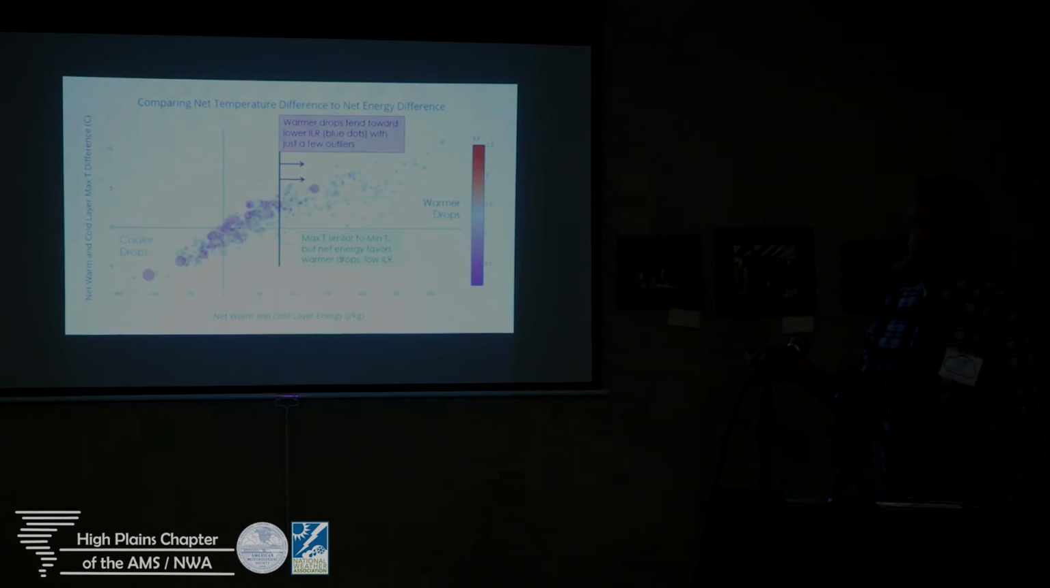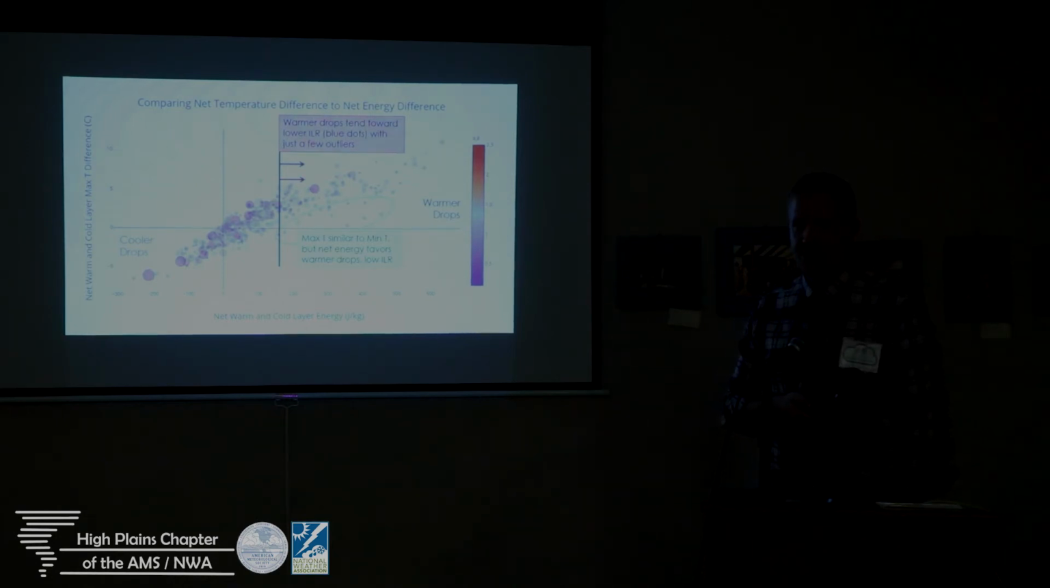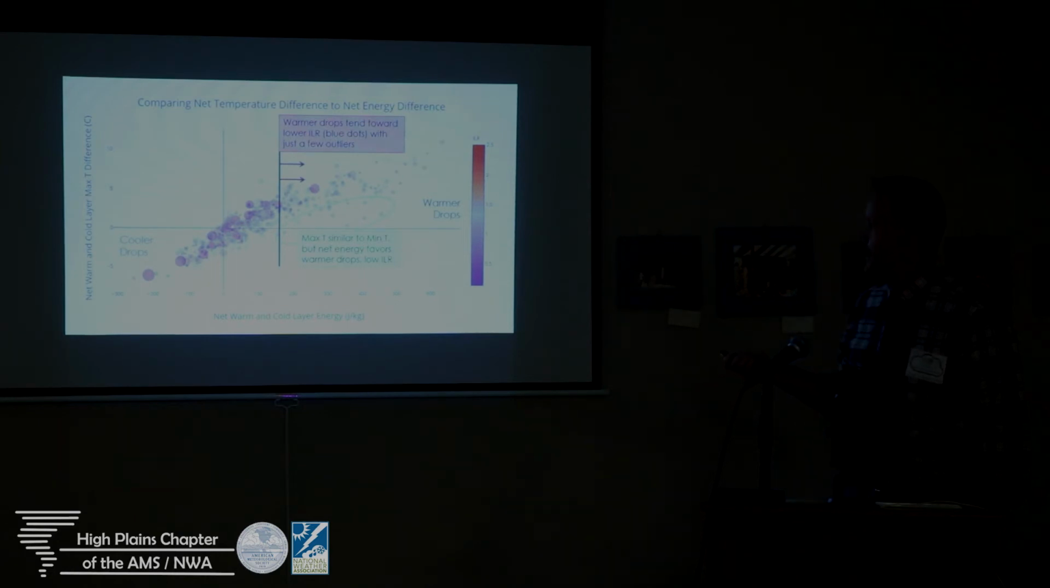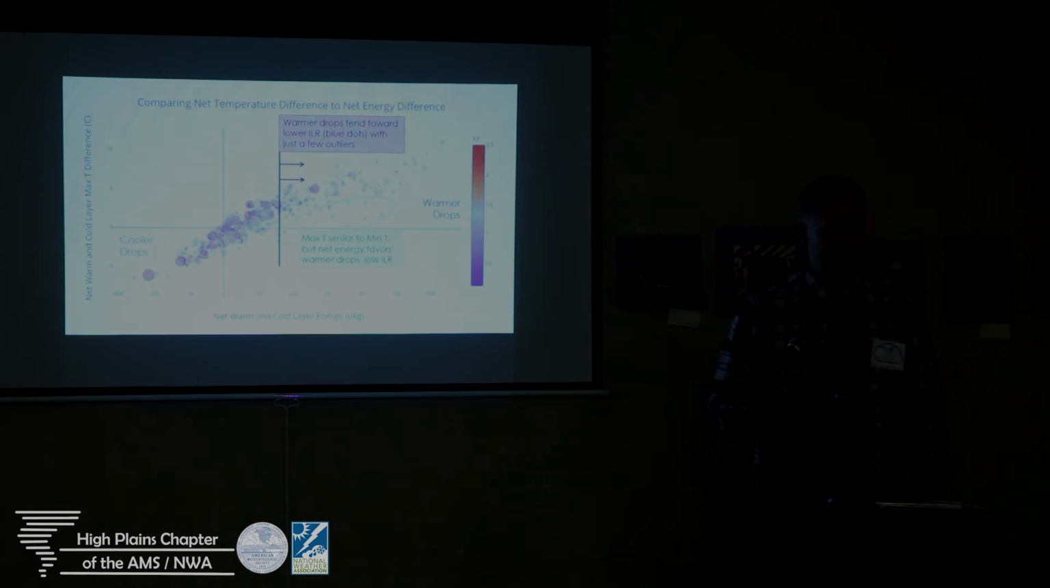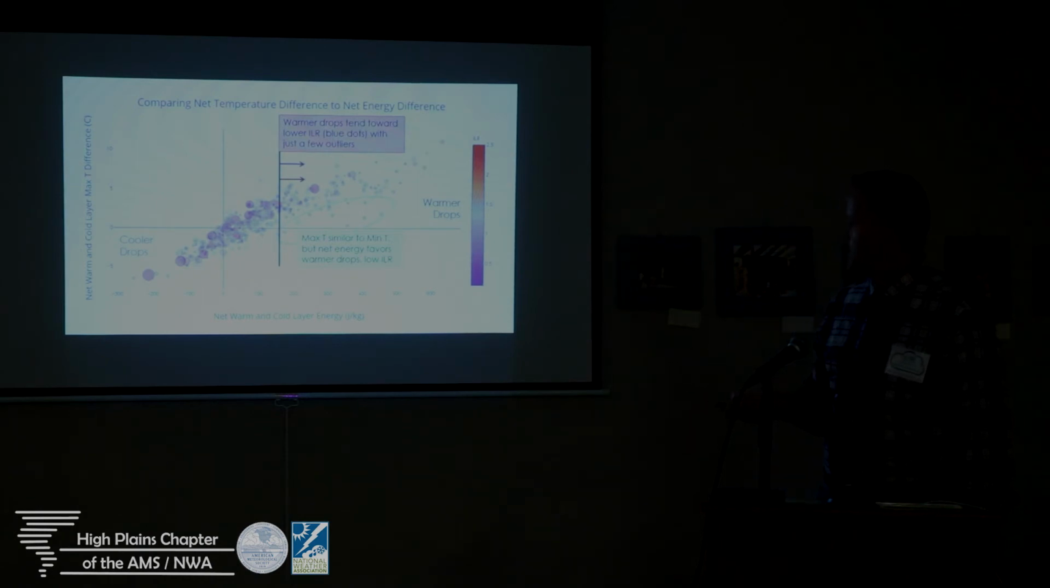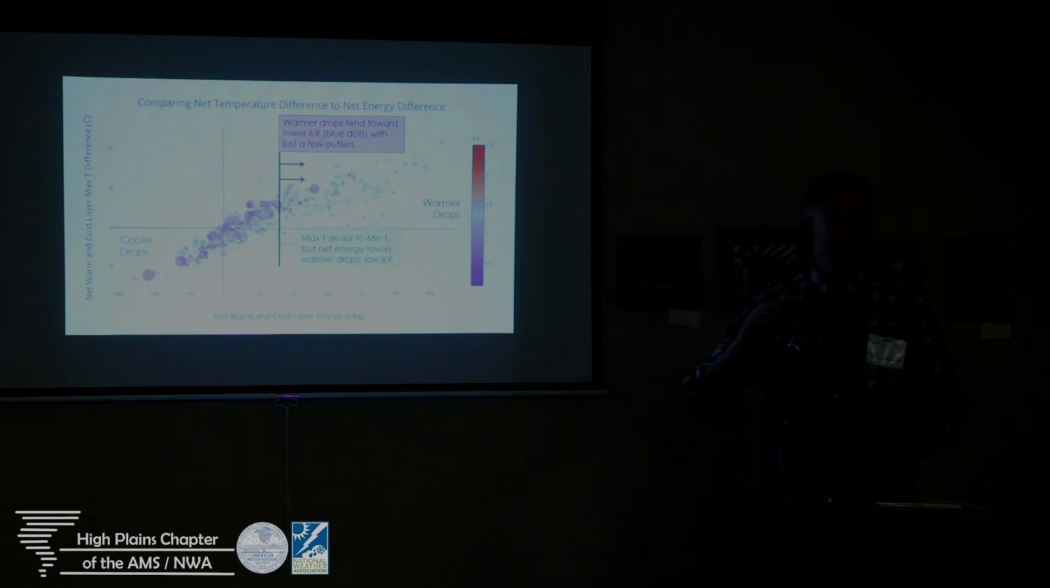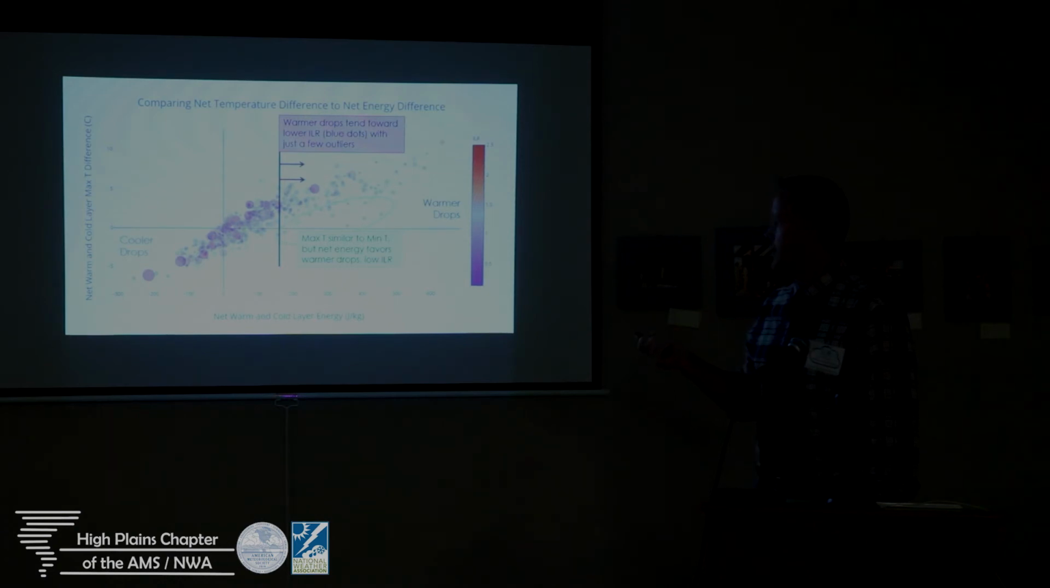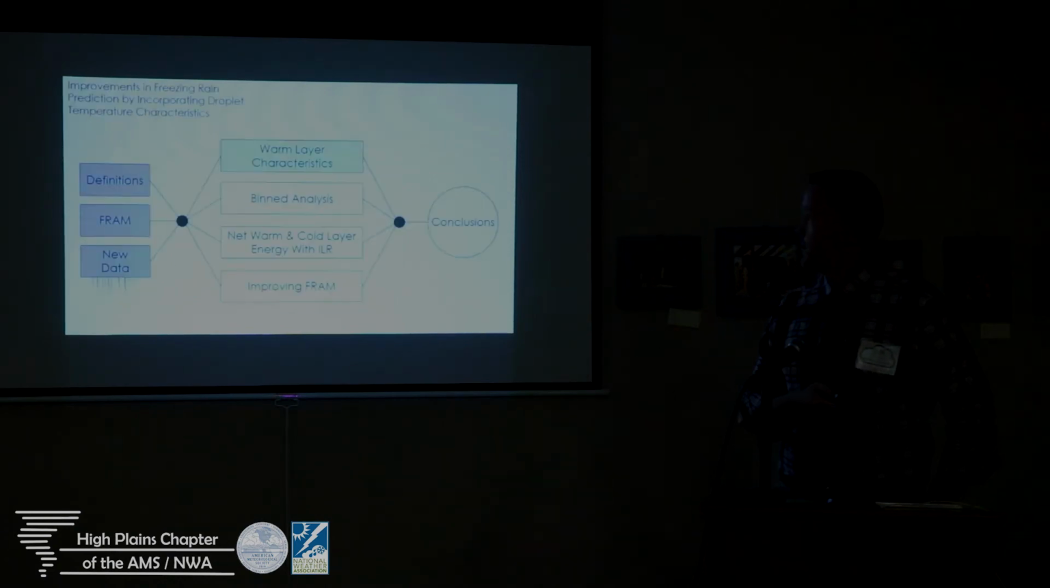What I want to point out here is that in the net warmer drops right here, you have a lot more blue dots, which means basically warmer dots trend toward a lower ice-liquid ratio. This is one thing we can pull from here. And then I highlighted with the yellow oval a scenario where the max temperature is actually similar to the min temperature in the cold layer in terms of raw temperature, but your net energy is greater than 200 joules. So you're saying these are the scenarios where you've got a really deep warm layer despite the temperatures being very similar. So these are also scenarios where you still have pretty low ice-liquid ratios.